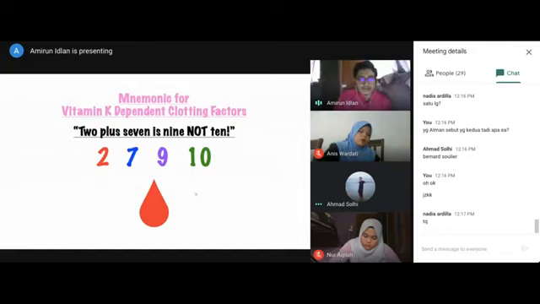Okay, so this is the pathogenesis and clinical finding of vitamin K deficiency. This diagram basically summarizes the pathogenesis.